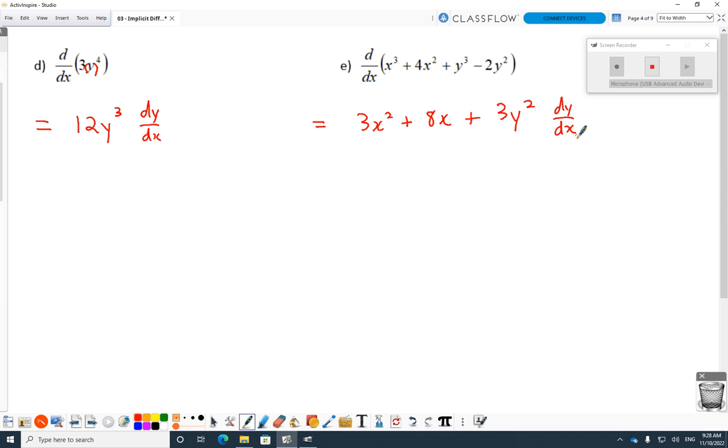Anyone feeling confident? George is feeling confident, go ahead. Negative 4y dy by dx, and that dy dx is just chain rule. You take the derivative of negative 2y squared, which is negative 4y, and then you go derivative of the inside, which is dy dx.